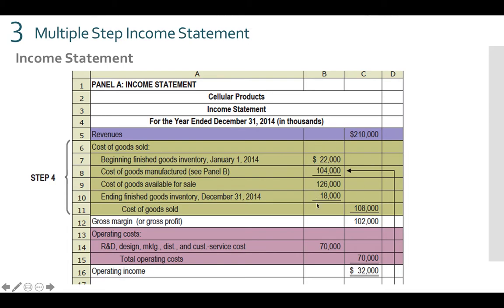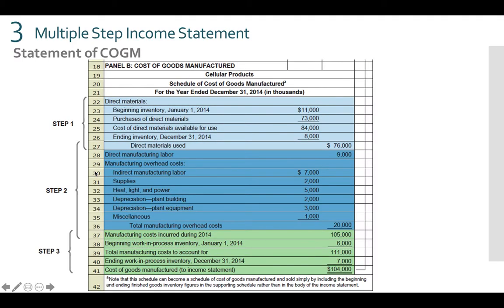So if we look at this information, most of them are usually given in the problem. But the question is, how do we calculate the cost of goods manufactured? That's why we also have to make the cost of goods manufactured schedule. And there are three main components of this statement. The first one is direct materials. The second one is direct manufacturing labor and manufacturing overhead costs. And the last one is the last step in which we calculate the cost of goods manufactured.